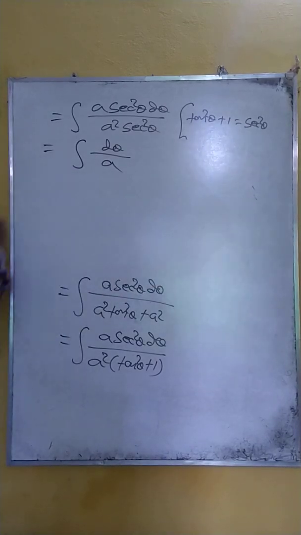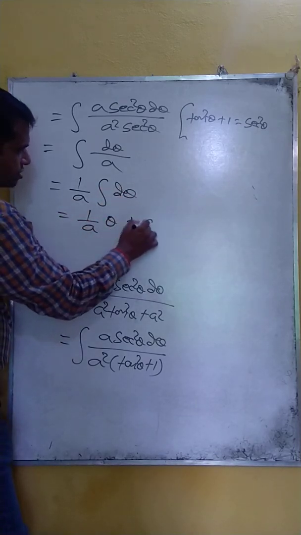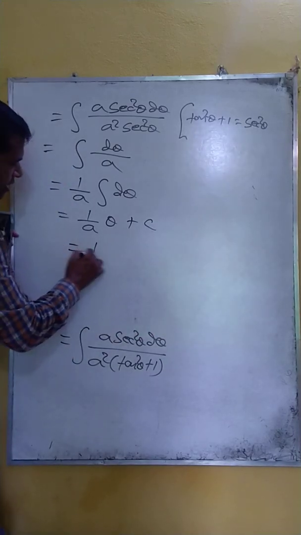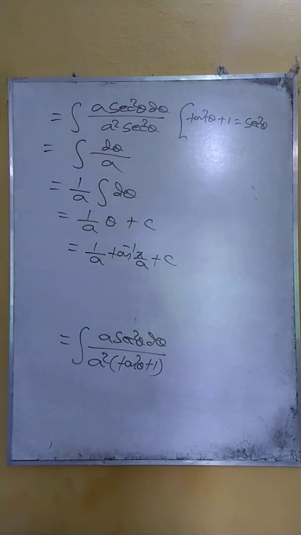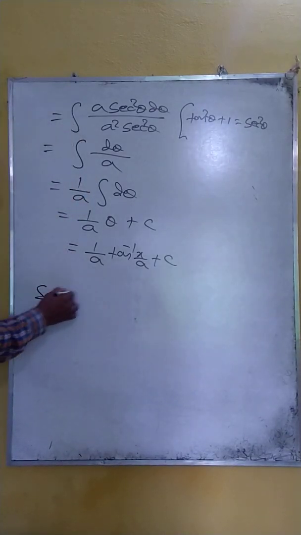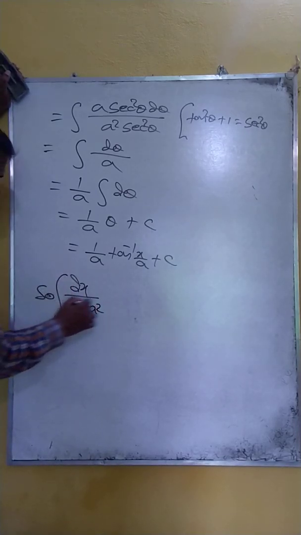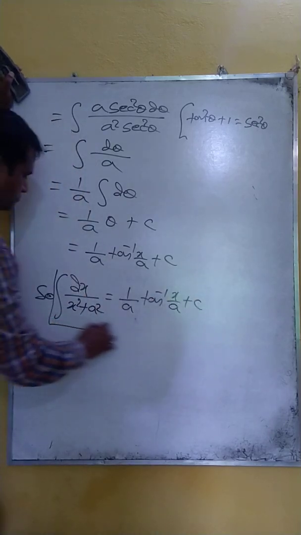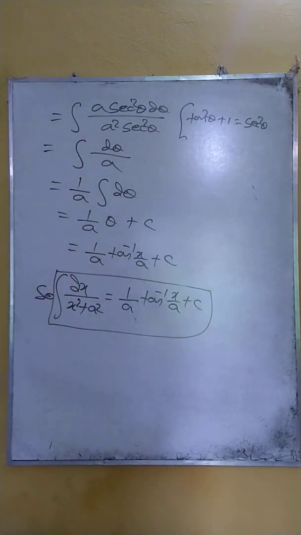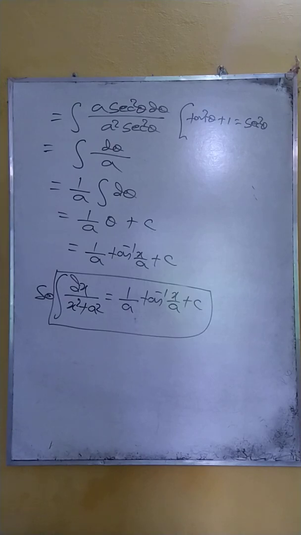So taking 1 by a out of the integral sign, the integral of dθ equals 1 by a θ plus c, that equals 1 by a tan inverse x by a plus c. So the integral of dx by x² plus a² is equal to 1 by a tan inverse x by a plus c. Okay. Next we integrate dx by root of x² plus a².